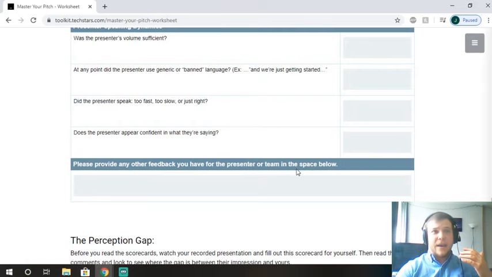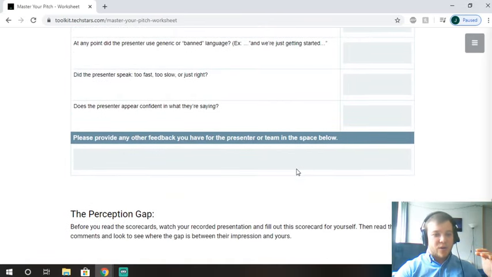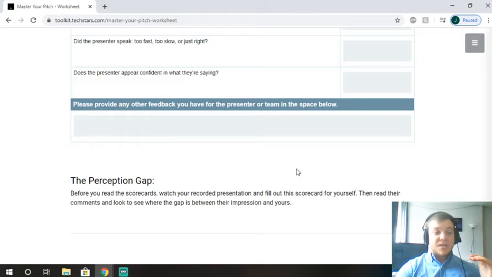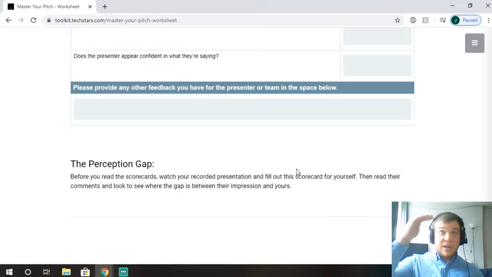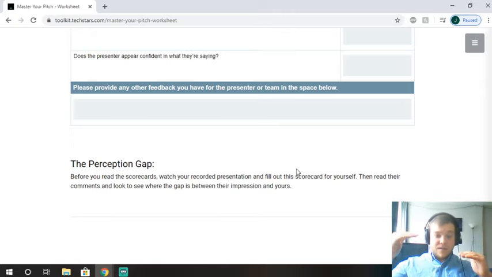And then further feedback. But there's an interesting way of addressing this afterwards: you look at the perception gap. Now, this is where I said I've recorded myself before. So what you'll do is before you read the scorecards, watch your recorded presentation and fill out the scorecard yourself. So you fill out this scorecard and answer the questions as though you were an audience member watching your presentation. And then you read the comments of the people who also watched your presentation. And that's where you can see your perceptual bias of your presentation.